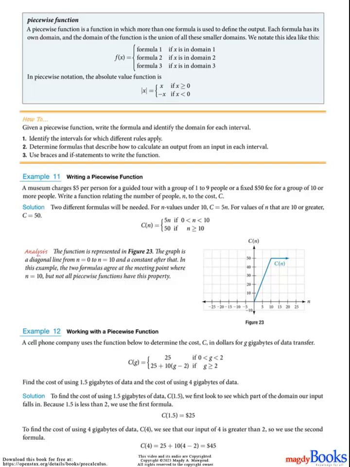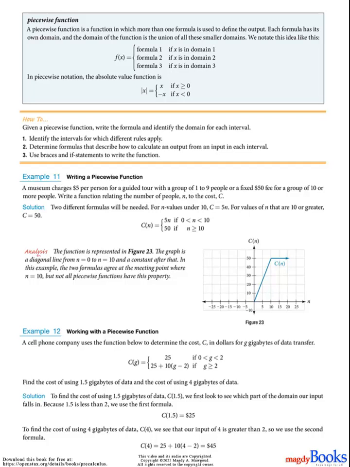For n values under 10, c equals 5n. For values of n that are 10 or greater, c equals 50. C of n equals 5n if 0 is less than n is less than 10, and 50 if n is greater than or equal to 10.